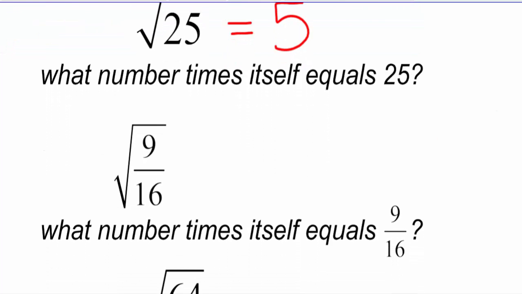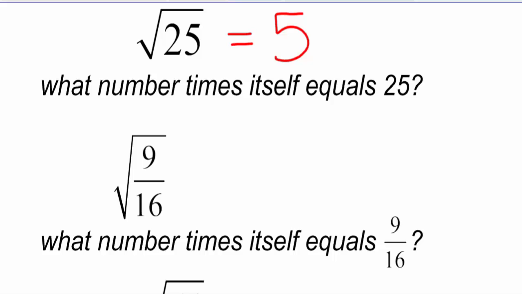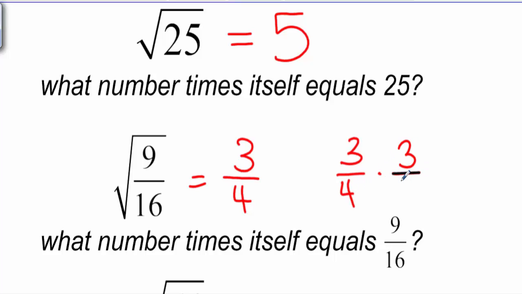Next, I have the square root of 9/16. I want to ask myself what number times itself will be 9/16. Well, I know 3 times 3 gives me 9, and 4 times 4 gives me 16. So the square root of 9/16 is 3/4. So let's see that again. If I say the answer is 3/4, then I should be able to take 3/4 times 3/4 and get 9/16. Well, 3 times 3 is equal to 9, and 4 times 4 gives me my 16.